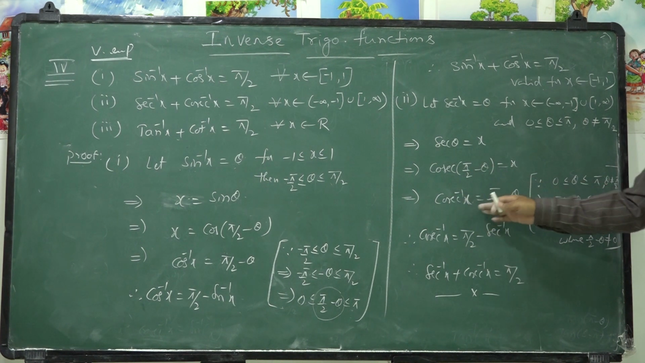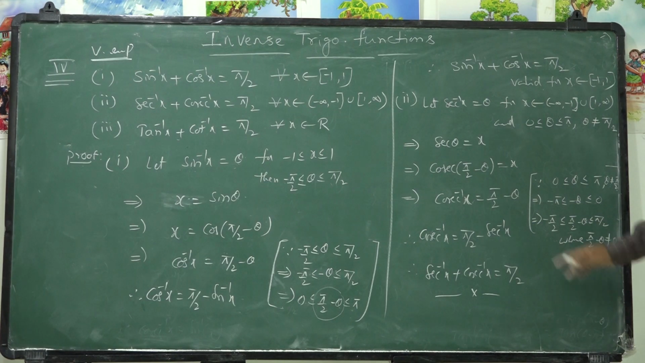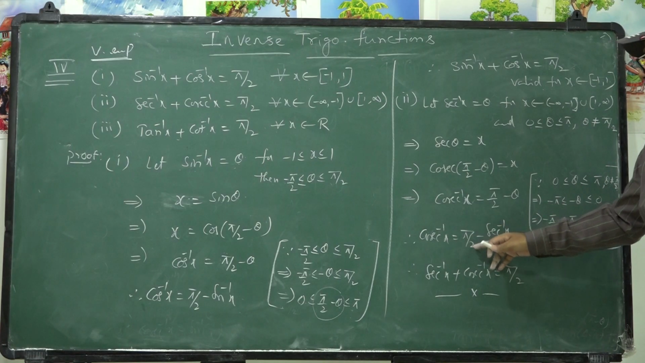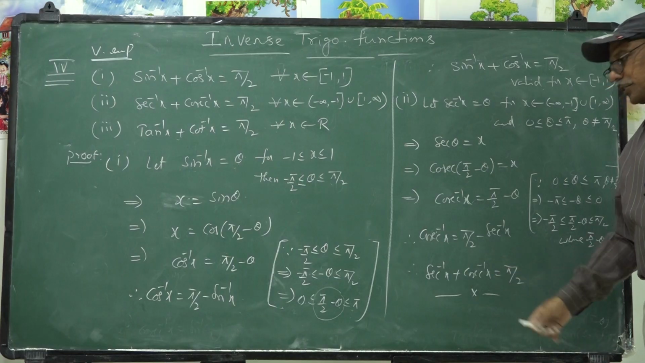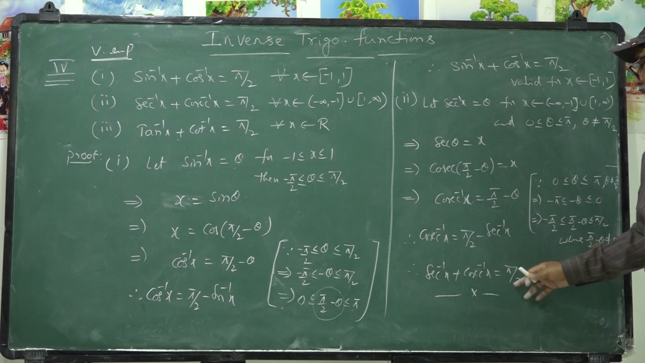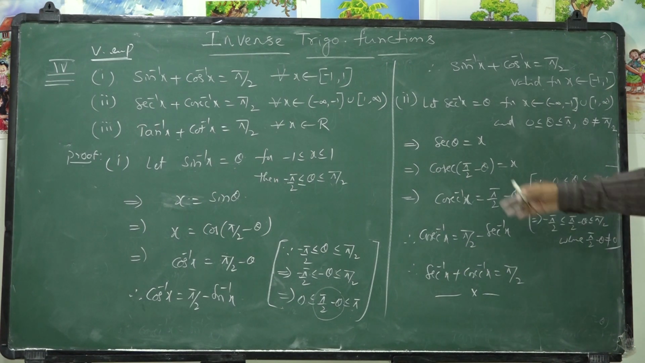In such case cosec inverse x becomes pi by 2 minus theta, where theta is secant inverse x. So cosec inverse x equal to pi by 2 minus secant inverse x. Transfer this term secant inverse x to this side. Secant inverse x plus cosec inverse x equal to pi by 2, which is our required result.